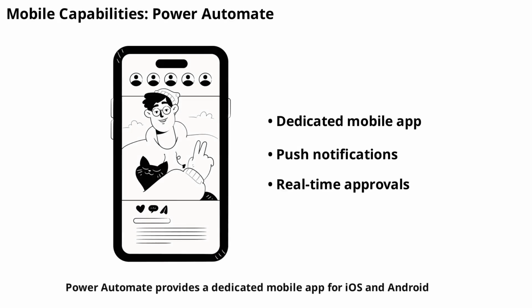Power Automate provides a dedicated mobile app for iOS and Android, enabling finance teams to create, monitor, and manage workflows from their smartphones. The app supports push notifications, allowing users to approve requests and receive alerts in real time. This mobile capability is especially valuable for finance managers who need to stay responsive while away from their desks.